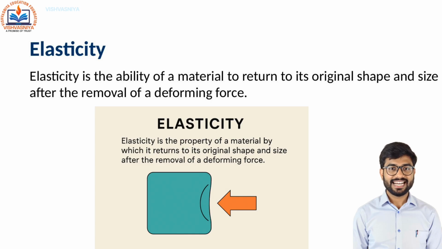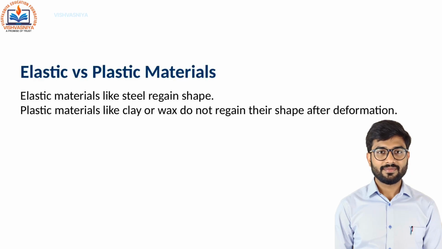Let's start with elasticity. Elasticity is the property of a material by which it returns to its original shape and size after the removal of a deforming force. For example, a steel wire returns to its shape after being stretched, so steel is elastic. But materials like clay or wax do not regain shape. These are called plastic materials.